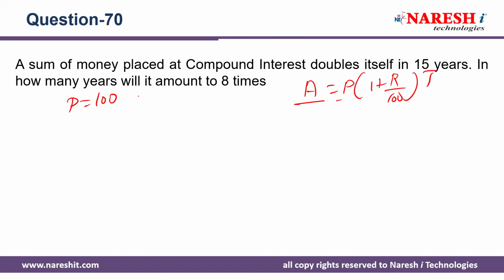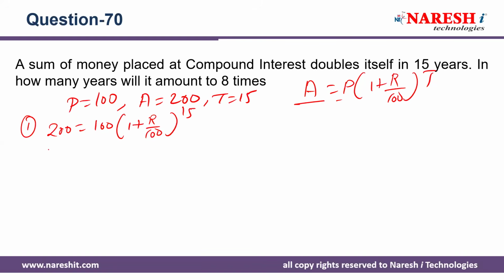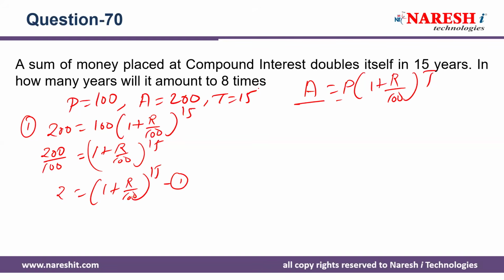Let's take principal 100, amount becomes double, 200, time 15. So using these three values, let us find the R value. Or let us check how to do this question. So first scenario: 200 equals 100 into 1 plus R by 100 to the power of 15. 200 by 100 equals 1 plus R by 100 to the power of 15. So 2 equals 1 plus R by 100 to the power of 15. Take it as equation 1.